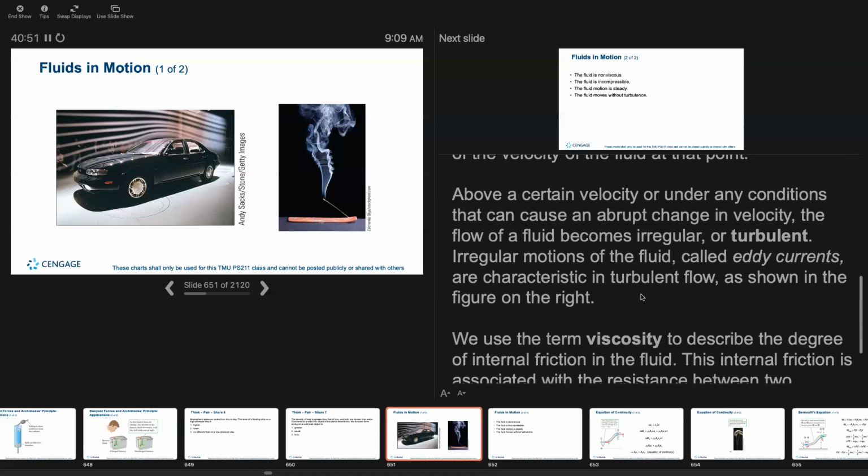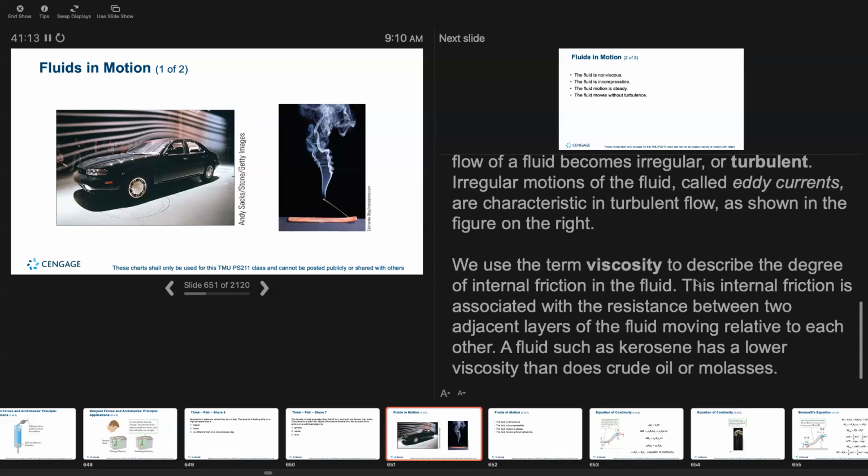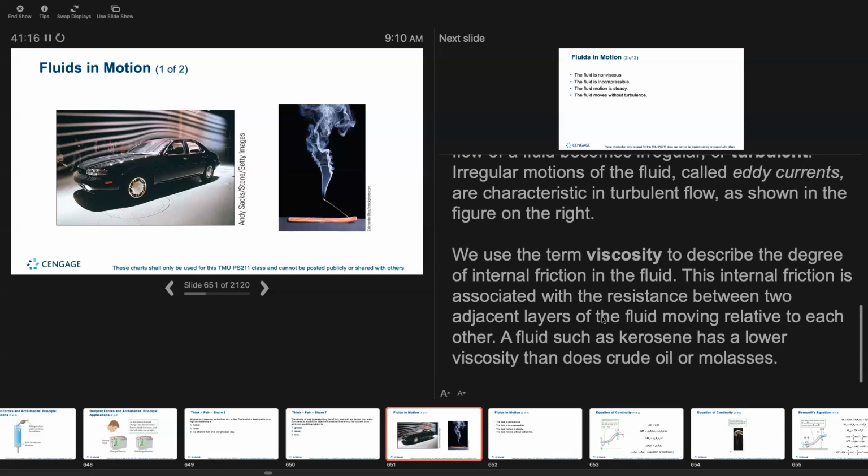Above a certain velocity, or under any conditions that can cause an abrupt change in velocity, the flow of a fluid becomes irregular, or turbulent. Irregular motion of the fluid causes eddy currents, which are characteristic of turbulent flow, as shown in the figure on the right. We use the term viscosity to describe the degree of internal friction in the fluid. The internal friction is associated with the resistance between two adjacent layers of the fluid moving relative to each other. A fluid such as kerosene has a lower viscosity than does crude oil or molasses.